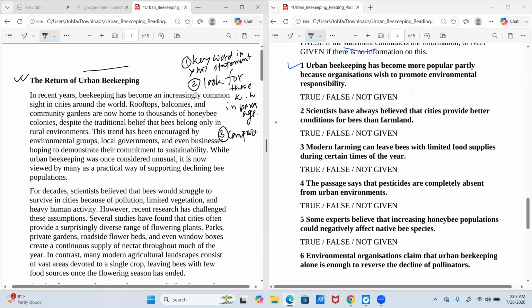So our first task is to find the keywords in our statements. So let's read. It says urban beekeeping has become more popular partly because organizations wish to promote environmental responsibility. So therefore, we have found a clue. The whole passage is about urban beekeeping, so it's obviously there. So it has become what? It has become more popular. See, I told you that we need to ask questions to our statement. It has become what? More popular. How much? Yes, it's become more popular partly, not completely or wholly.